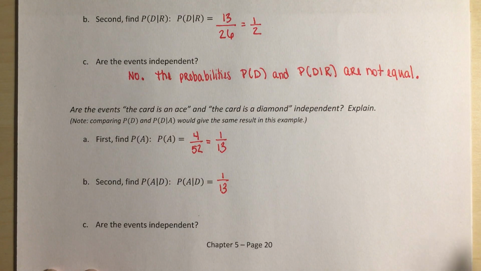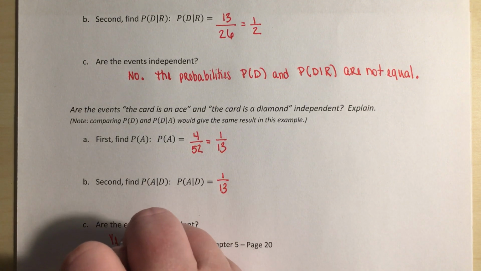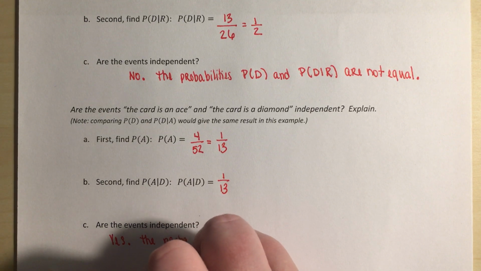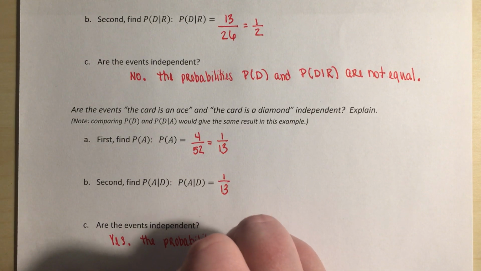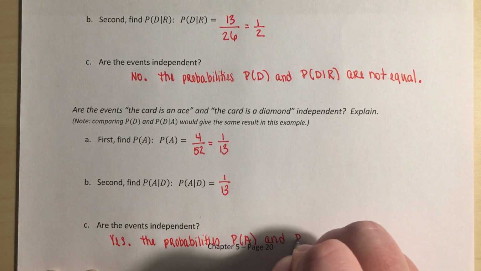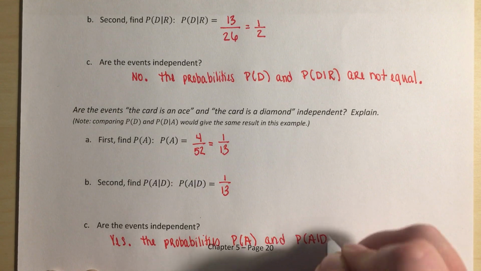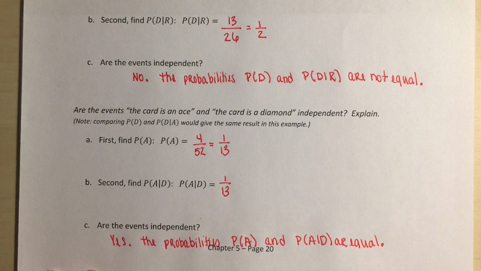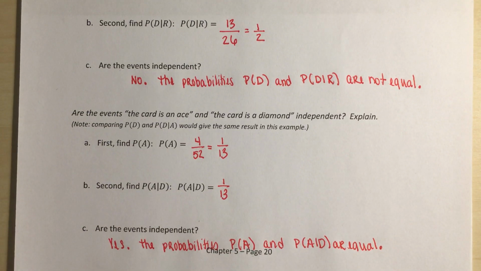Are the events independent? We're going to say yes. The probabilities P of A and P of A given D are equal. So if you're asked to test whether something is independent or dependent mathematically, what we're using is comparing our two different probabilities and determining whether or not those are equal.